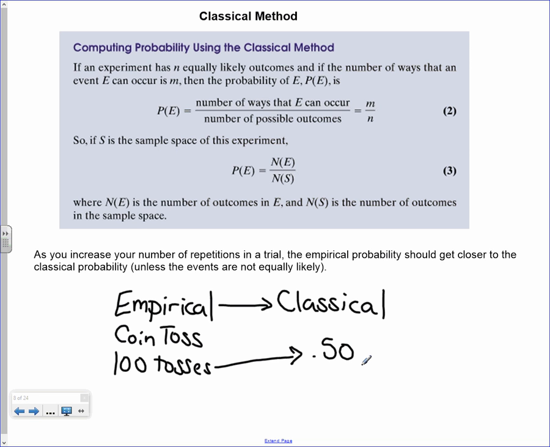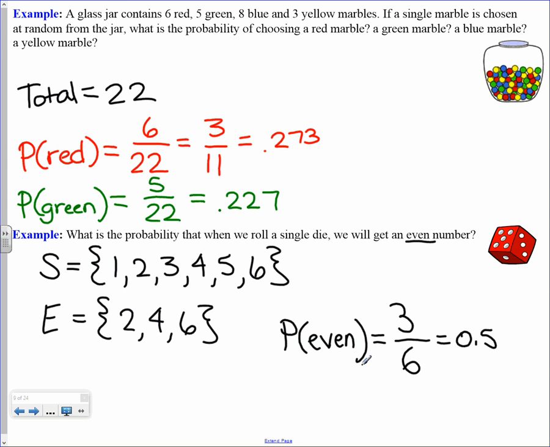Okay, classical method here. Classical method, I said, we'd use with flipping a coin, rolling a die. So these are things where we know what the expected outcome is going to be. So the classic example in statistics for probability is where we have a bowl with lots of different colored marbles, and you're going to choose different colored marbles out. What's the probability? Now we look here, we're going to have 22 total marbles, based on what it told us here. What's the probability I would get red? Well, there are 6 red over 22 total. I do 6 over 22, I get 0.273.